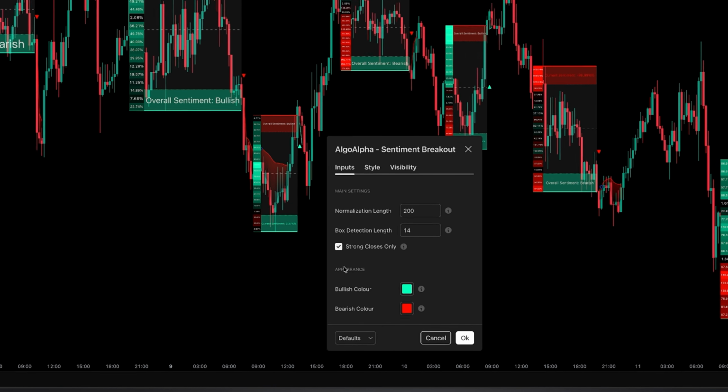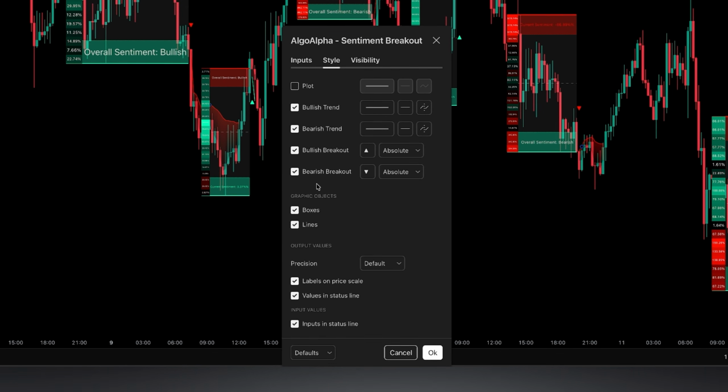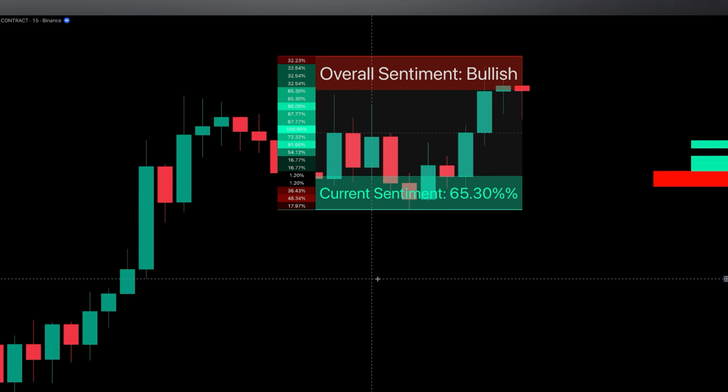There are also visual settings. I recommend leaving them as they are. These are important data sources, and they need to be easy to read. Now, let's bring it all together into a complete system.